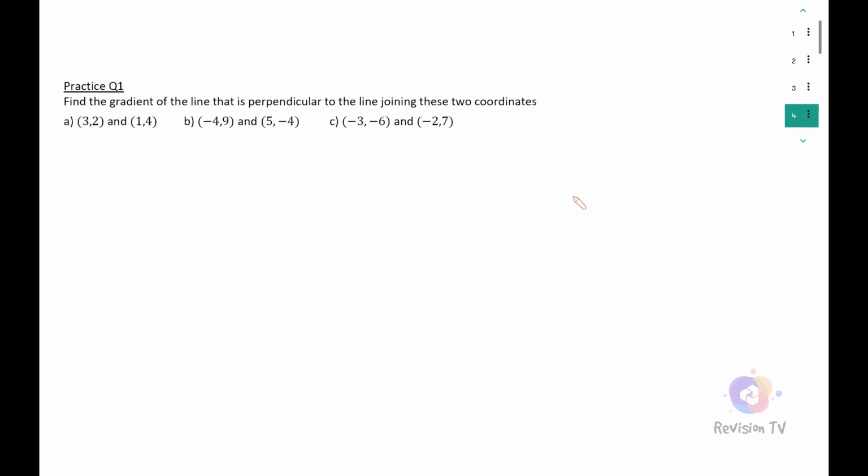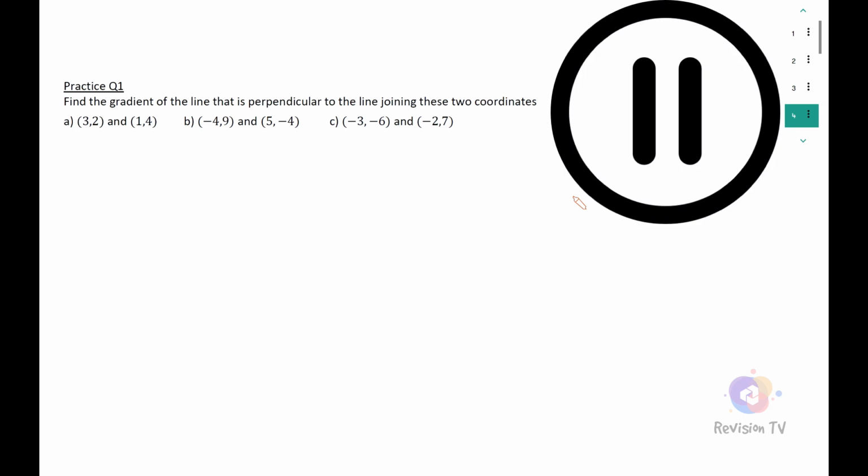Question number 1, just asking you to find the gradient of the perpendicular line between these two coordinates. Not the equation, just the gradient. Pause the video, have a go at the question. When you're ready for the answer, you can press play.